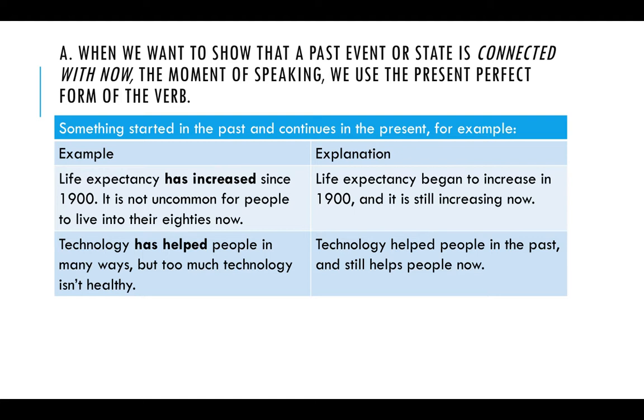We use the present perfect. And one example is if something started in the past and continues in the present. Life expectancy has increased since 1900. It is not uncommon for people to live into their 80s now. So what I'm saying here is that life expectancy began to increase in 1900, and it is still increasing now. Life expectancy means how long we expect people to live. Before 1900, people did not live as long, and then after 1900, it began to increase, and it still continues to increase.